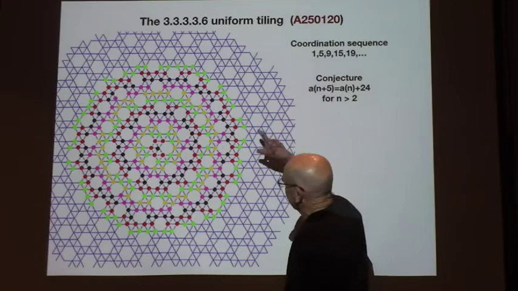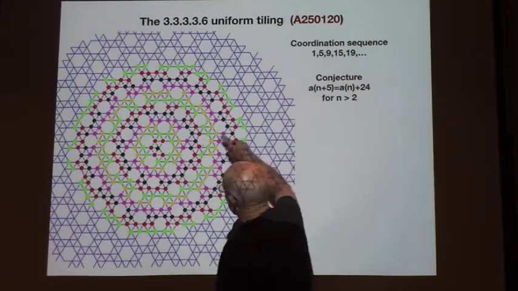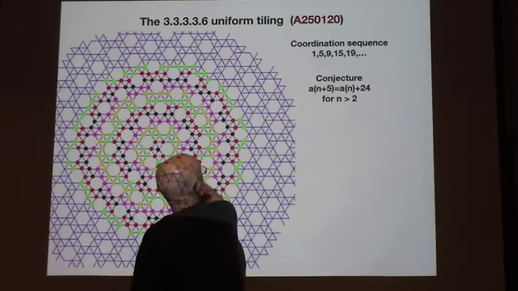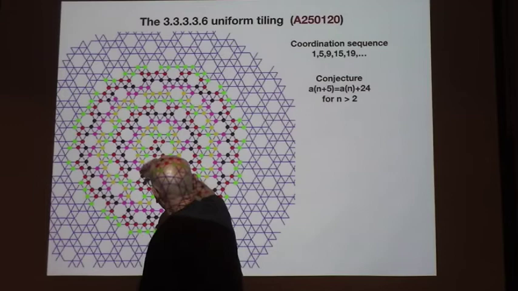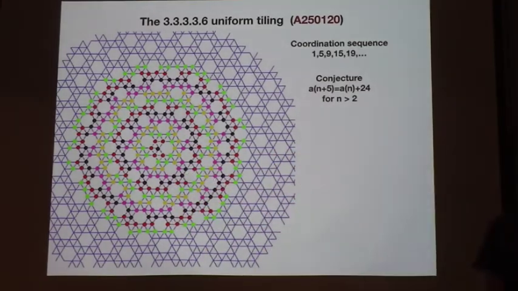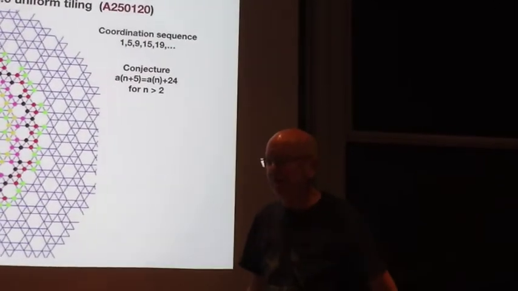So we get a sequence. We've got 1 at the starting point, we've got 5 neighbors, and then we've got 9 points that are at distance 2 from there, 15 are at distance 3, and that gives you the coloured shells. And the question is, how many points are there in each shell? That's the coordination sequence for this.